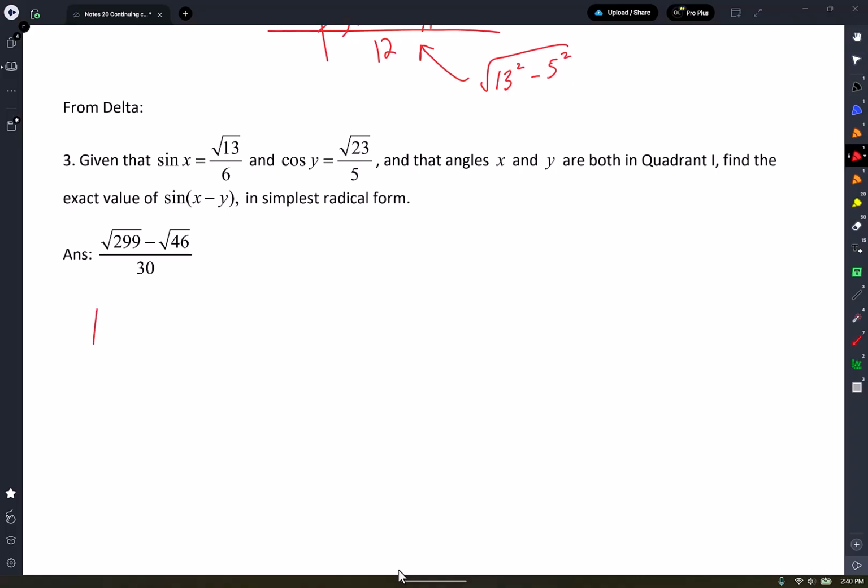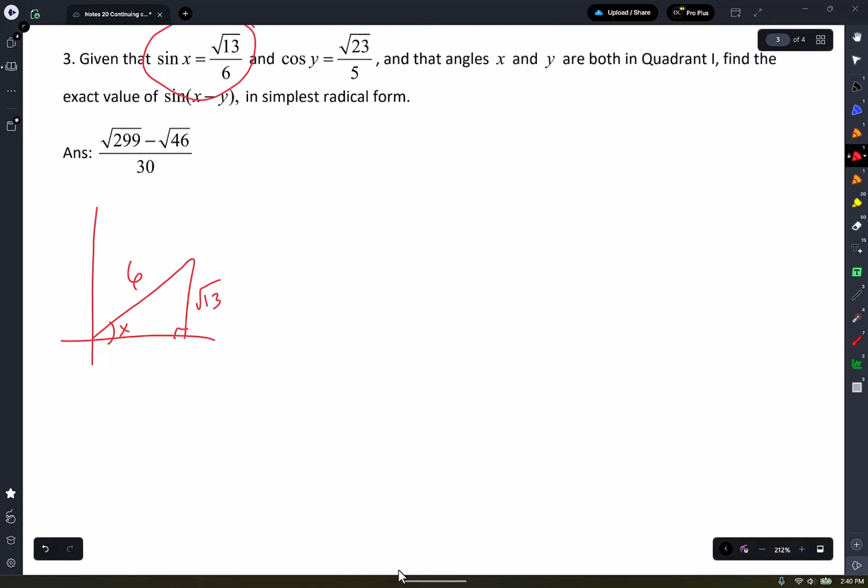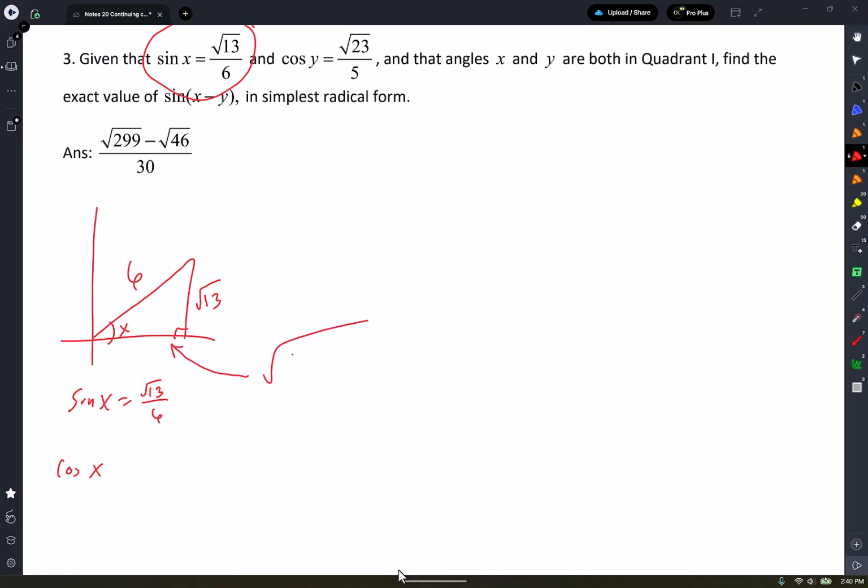So here it is, quadrant 1. Here's angle x. And sine x is equal to square root of 13 over 6. So there's my sine x. What I need is cosine x. So how do I get this value here? Square root of 6 squared minus square root of 13 squared.